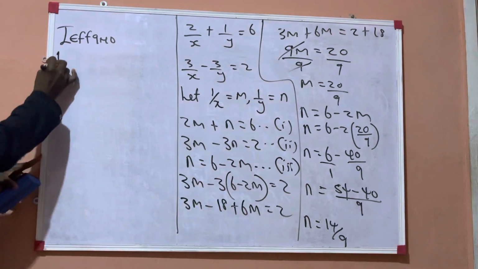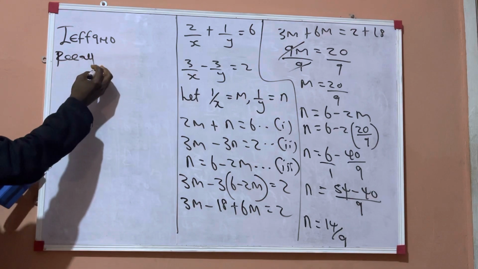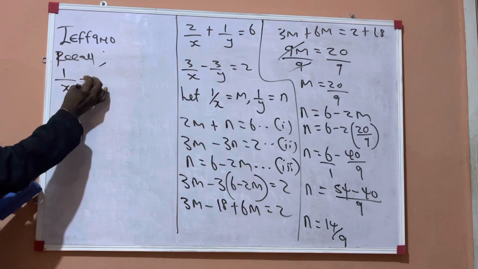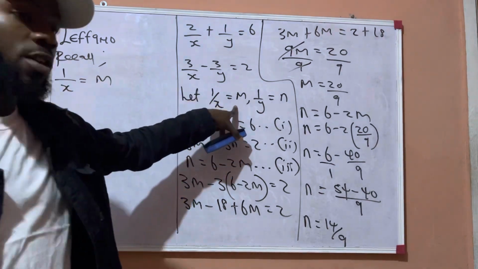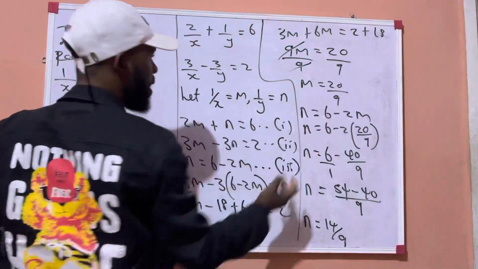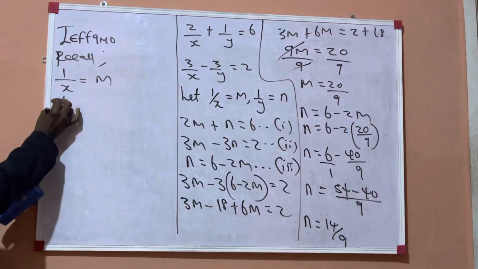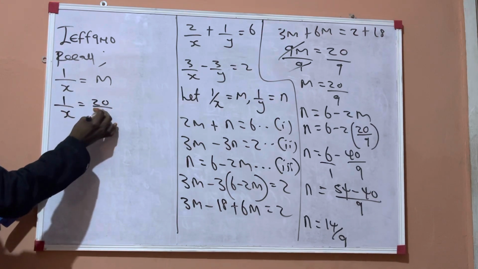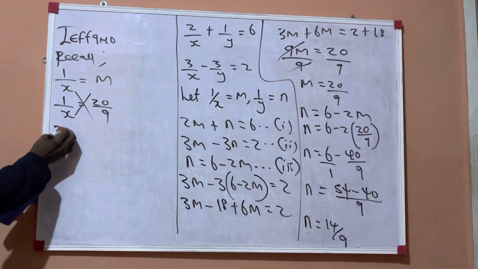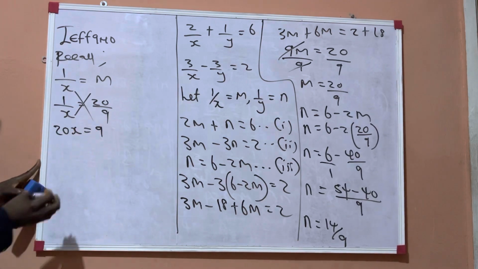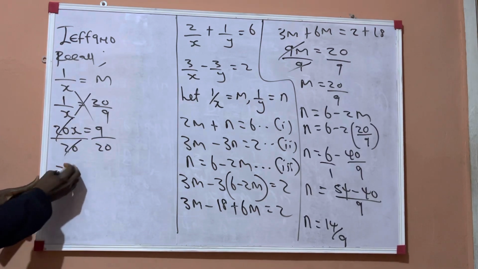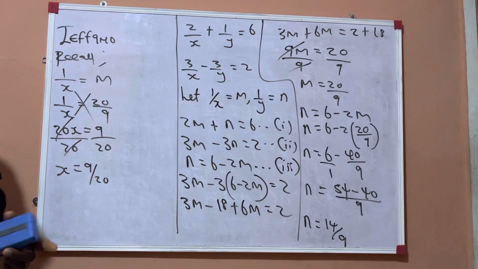You say, recall. Now, we said that 1 over x is equal to m. That was what we said from this point. Now, it means anywhere I see m, I'll give the value of 20 over 9. So here it becomes 1 over x is equal to 20 over 9. Now, what do we do? Cross multiply. x times 20 gives us 20x, and 9 times 1 gives us 9. Divide both sides by 20. We're going to get x becomes 9 over 20.